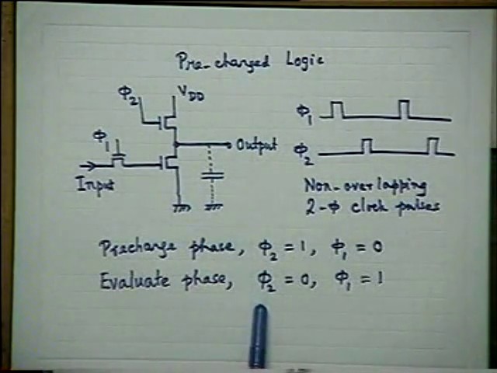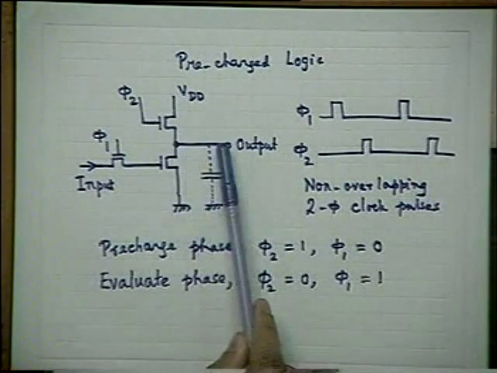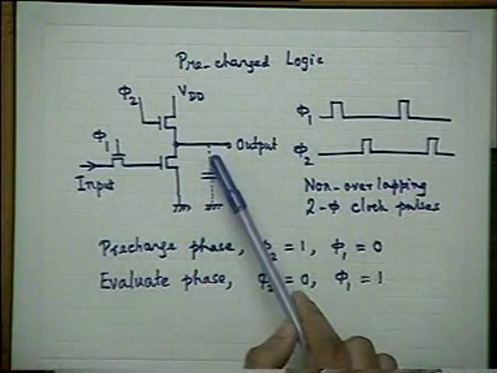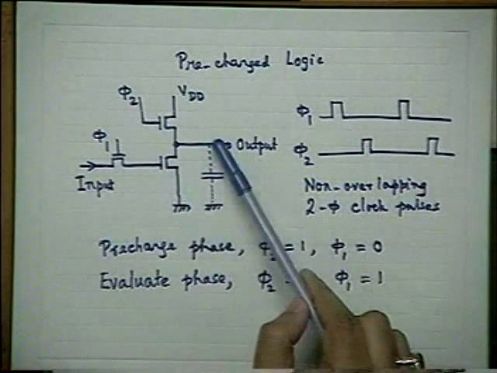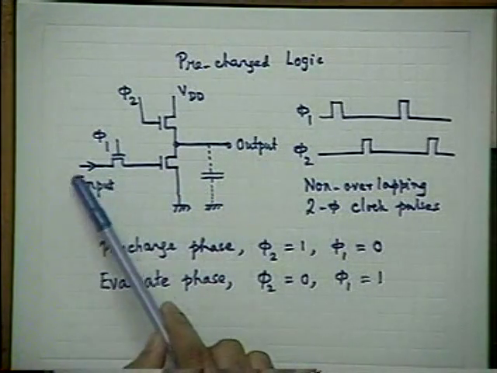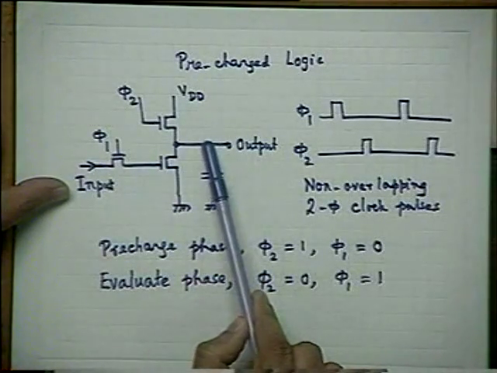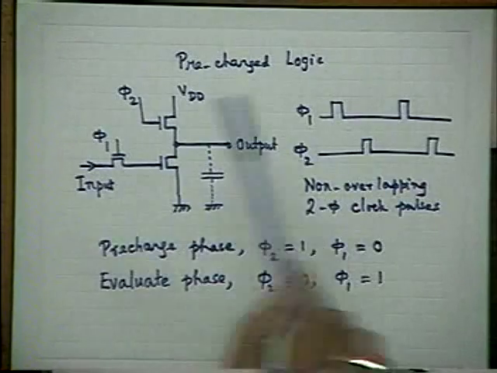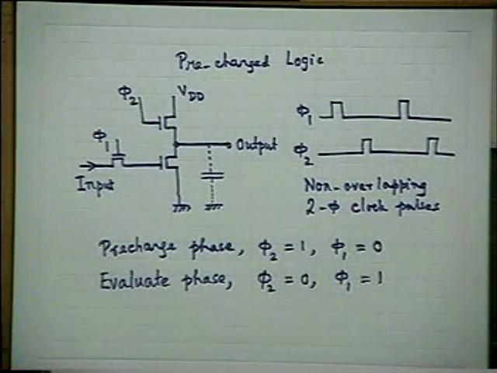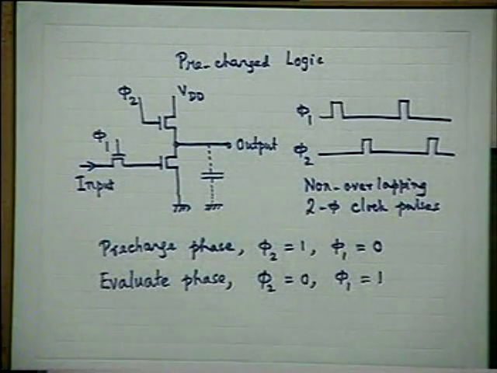The logic function works when it is in the evaluation phase. In the evaluation phase, phi 1 is high, which means if the input is 1, this transistor becomes short, heavily conducting. Whatever charge was there will be discharged, so it will tend towards 0 volt. On the other hand, if the input was 0, this transistor will remain off. That means the charge will be retained here, so this will behave as a typical inverter during the evaluate phase.